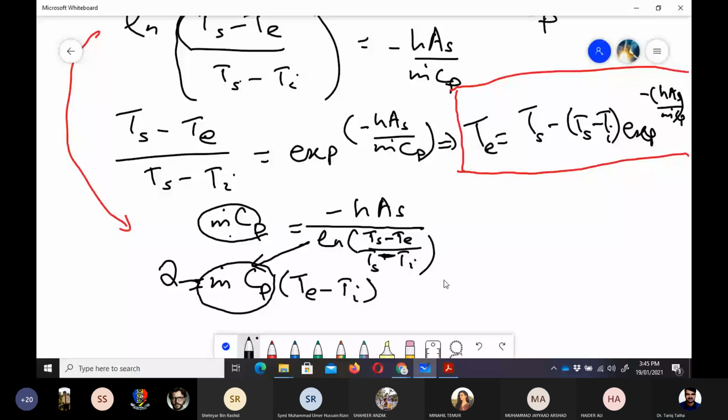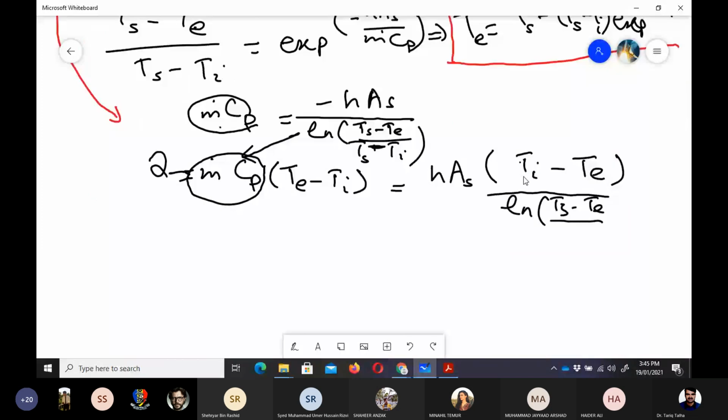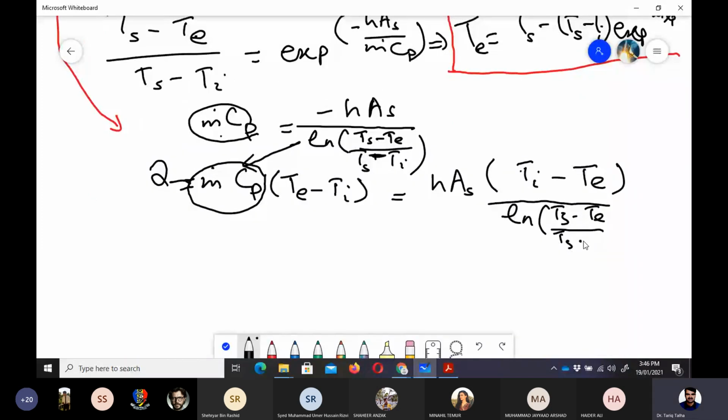So if we do that, it would be HAS into Ti minus Te divided by natural log of, no, not Te, Ts minus Te divided by Ts minus Ti. Right. So now, even then, we haven't got it.